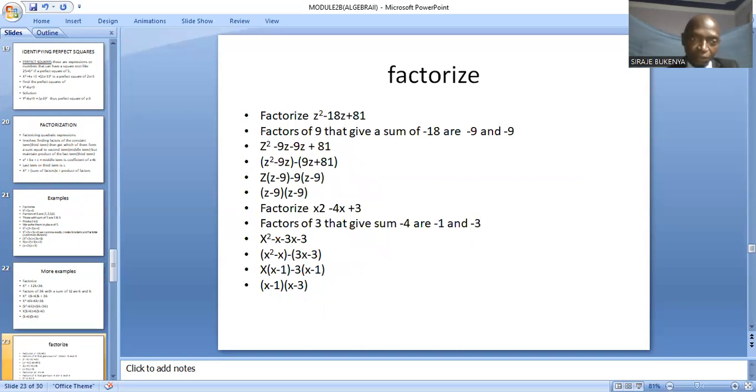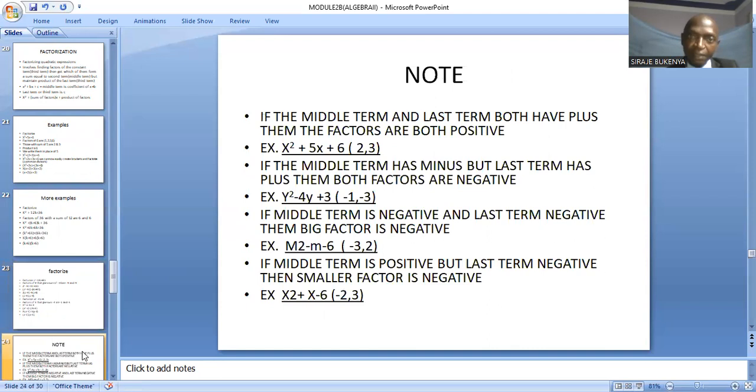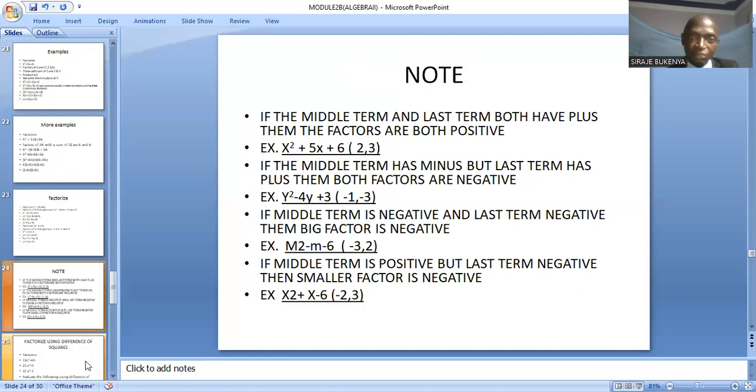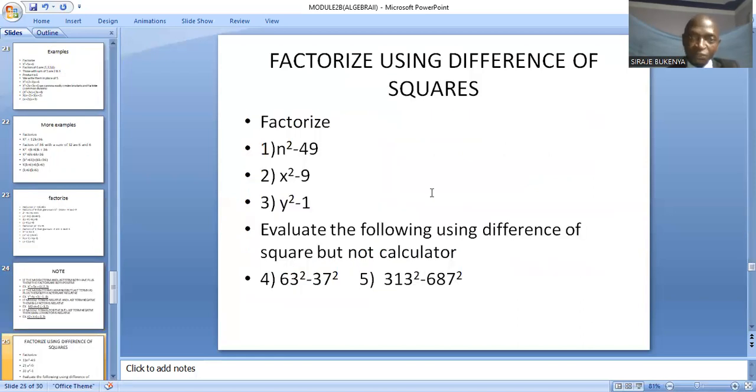And you need to know the following: if the middle term is a plus and the last term is a plus, that means both factors are positive. If the middle term is a minus and the last term is a plus, that means both factors are negative. If the middle term is a negative and the last term is a negative, that means the bigger factor is a negative. If the middle term is a plus and the last term is a minus, that means the smaller factor is going to be a negative. So factorize using a difference of squares, you can use these ideas and then evaluate using a difference of squares.